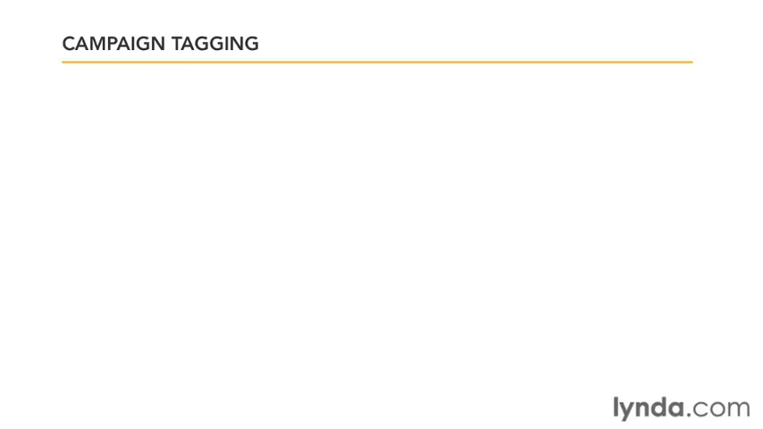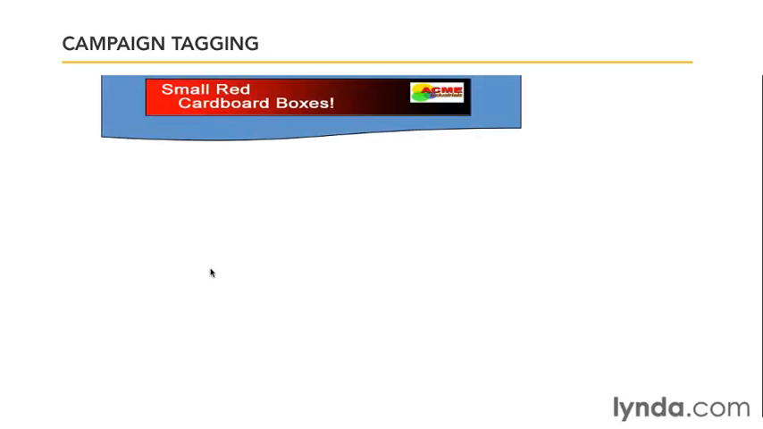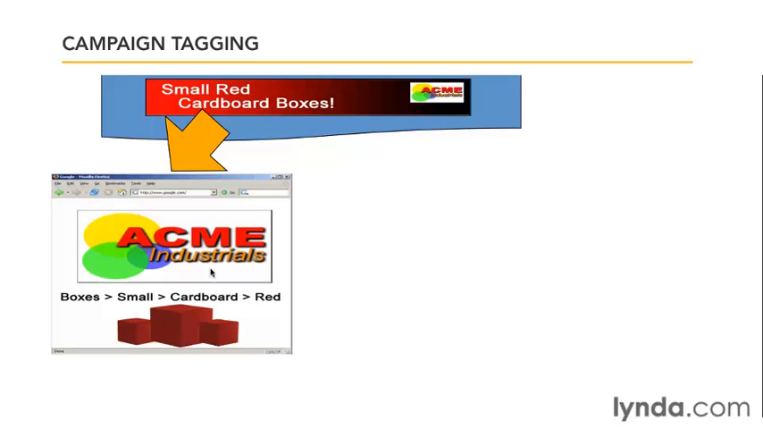Let's say that you're the Acme Box Company and you want to put out a campaign for your small red cardboard boxes. Part of this campaign is to put banner ads out on different websites across the web that are going to point back to your small red cardboard box landing page. So of course, when someone's out visiting a website that has this banner ad, if they were to click on that banner ad, it would take them to this page and Google Analytics would run.